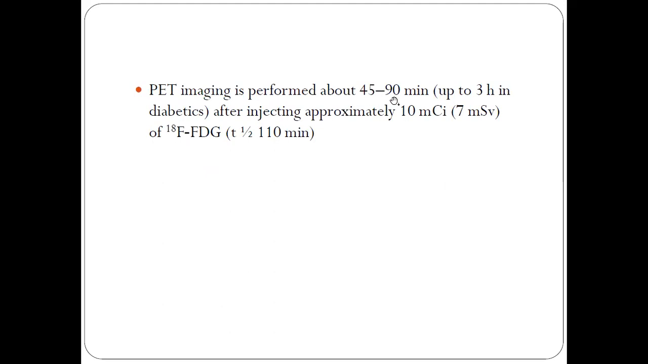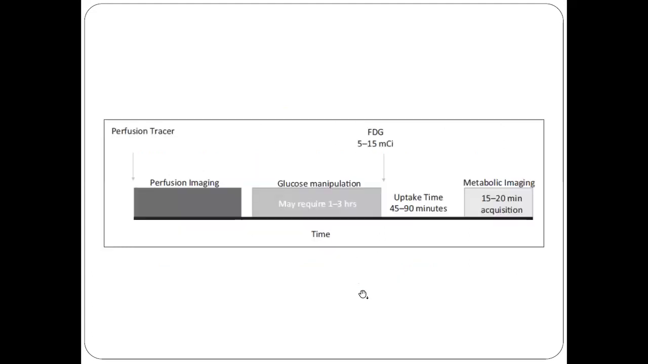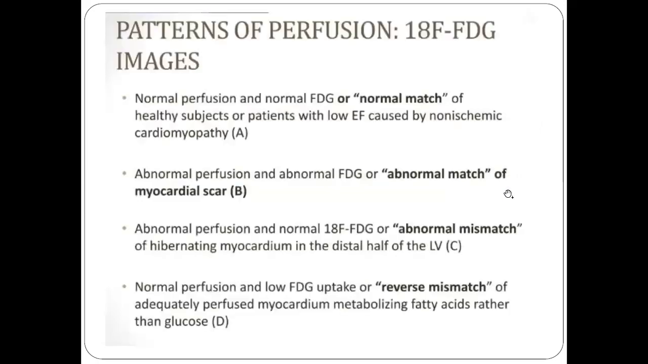PET imaging is performed 45 to 90 minutes after injecting approximately 7 millisieverts of F18 FDG. Myocardial uptake of FDG continues to increase and blood activity decreases even after 45 minutes. Waiting 90 minutes after the injection of FDG may give a better signal-to-noise ratio as the blood pool has less FDG. The typical scan duration is 10 to 30 minutes. So you give the perfusion tracer, perfusion imaging is done, then you give glucose and check for metabolic activity.